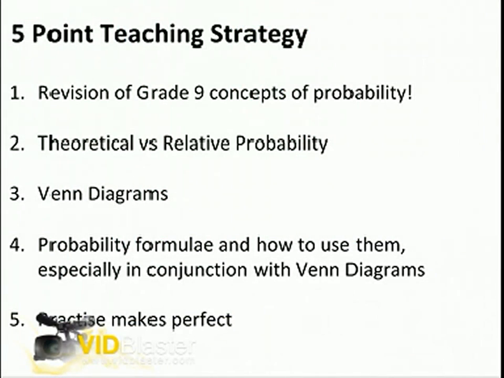Your next point says theoretical versus relative probability, and that's, of course, the first point in the CAPS document as well. Yes, exactly. Relative probability is what actually happens in real life when you do an event, like throwing a dice or tossing a coin or whatever you choose. What's another favorite? Picking a card out of a deck of cards. Yes. And theoretical probability is looking at the probability of it happening theoretically. What should happen if we look at the absolute numbers?